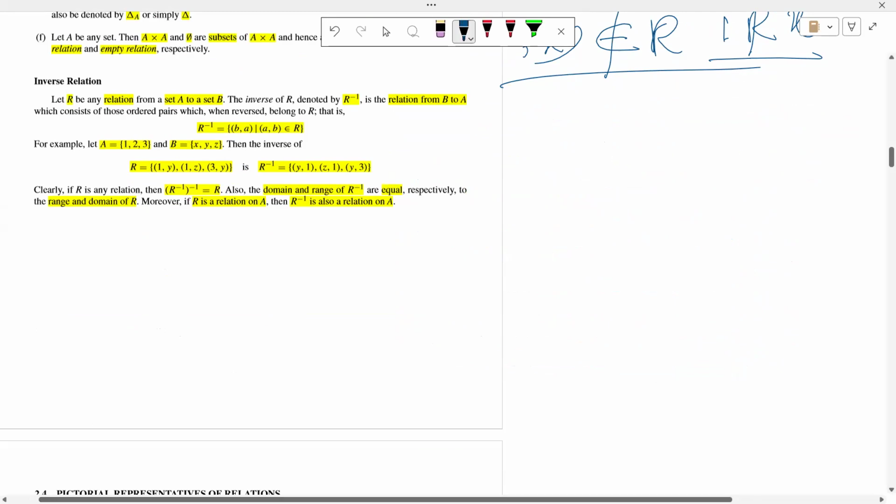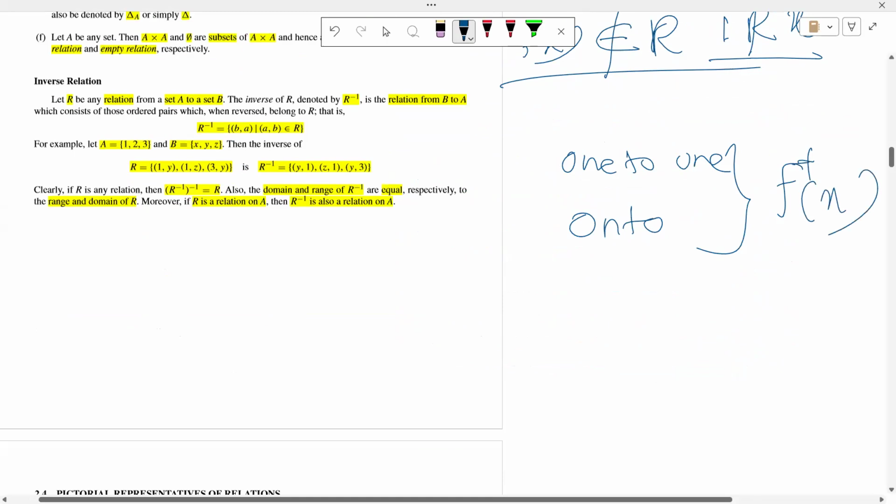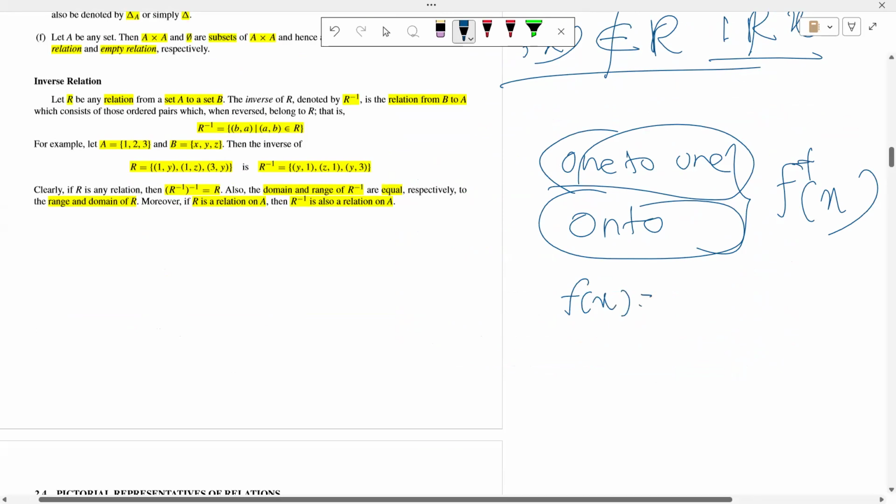If a function is one-to-one as well as onto, then we can say that the function is invertible, and the inverse function is also available. Only if the function is one-to-one and onto can we say that the function has an inverse function, right? So we already discussed f(x) = 2x - 5.